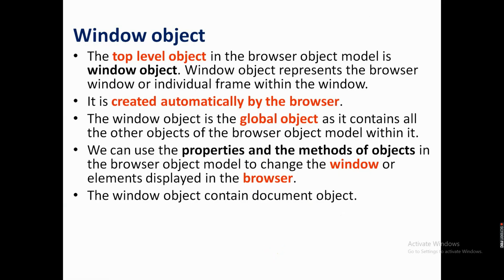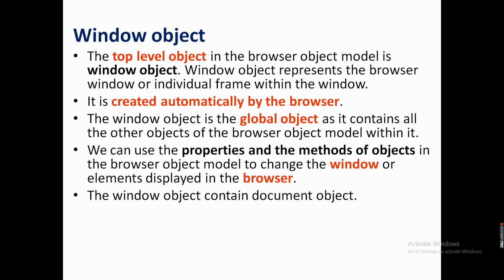The top level object in the browser object model is the window object. The window object represents the browser window or an individual frame within the window. It is created automatically by the browser. That's why we write document dot form name dot field name dot value. We are not writing window here. Directly we are starting with document. The window object is the global object as it contains all other objects.